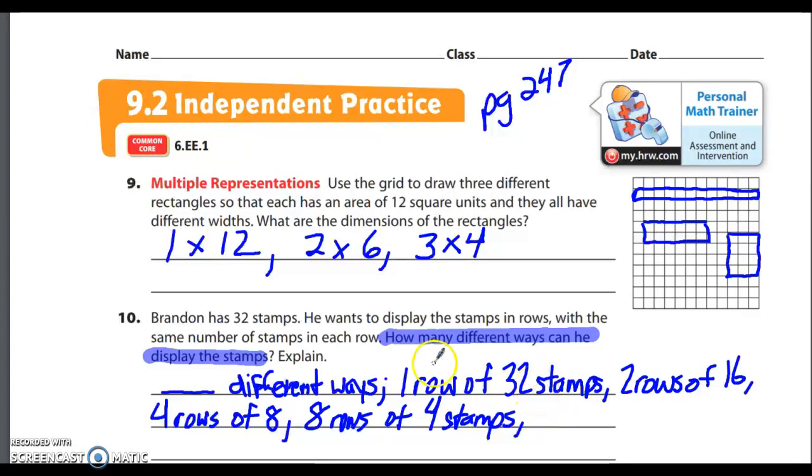So far I've got 4 different answers. 1 row of 32 stamps, 2 rows of 16, 4 rows of 8, 8 rows of 4 stamps. I could do 16 rows of 2. And the silly one would be 32 rows of 1. That's 6 different ways, and that is the correct answer to number 10. Cool, let's move on.